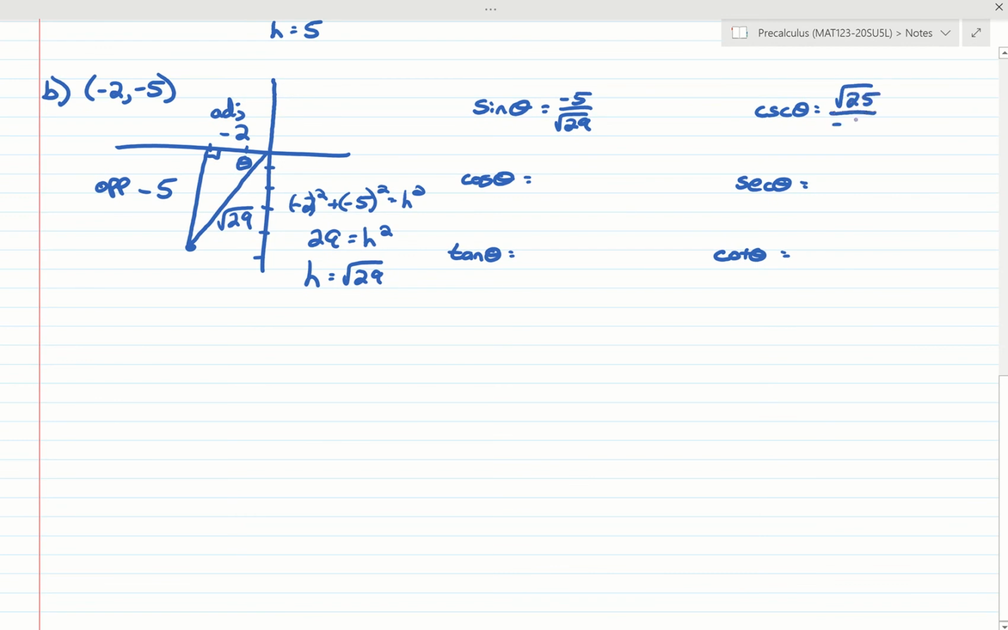It doesn't matter where the negative goes. Cosine would be the adjacent side over the hypotenuse. Take the reciprocal of that. And then tangent would be the opposite side over the adjacent. We could take the reciprocal of that.